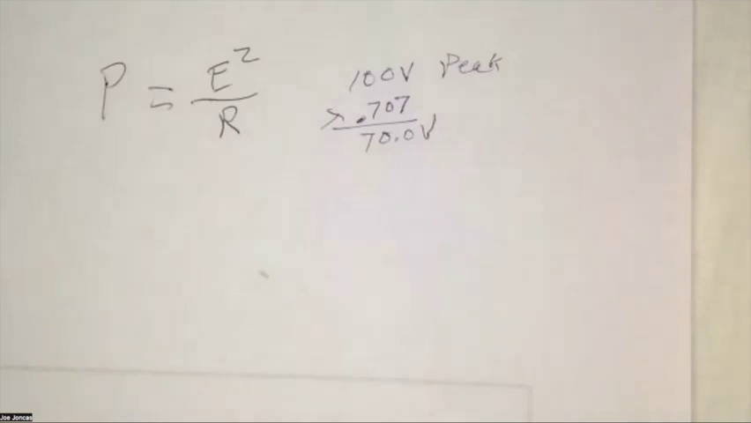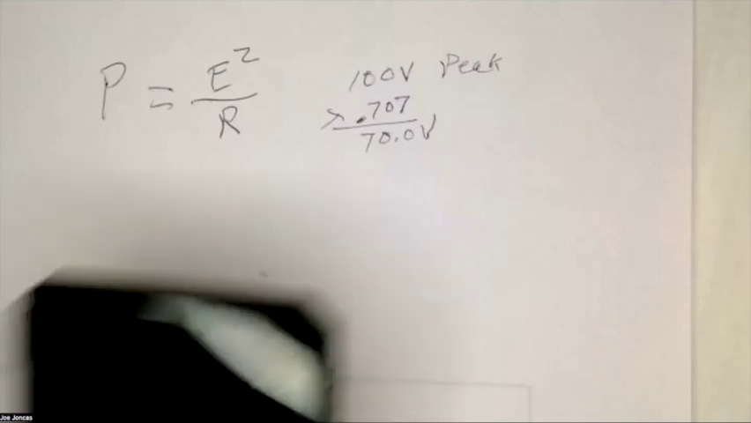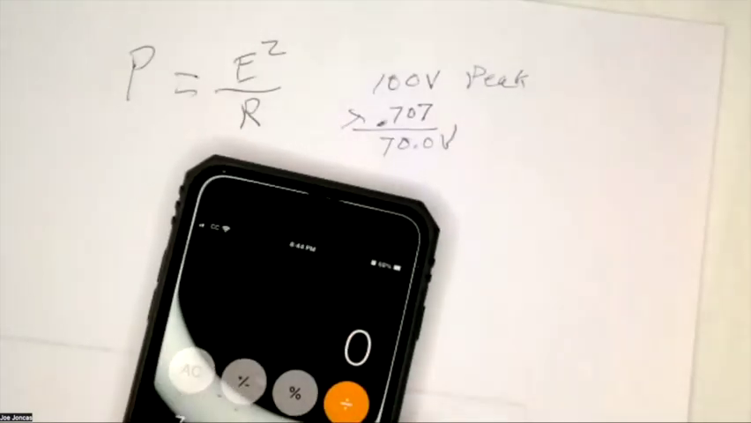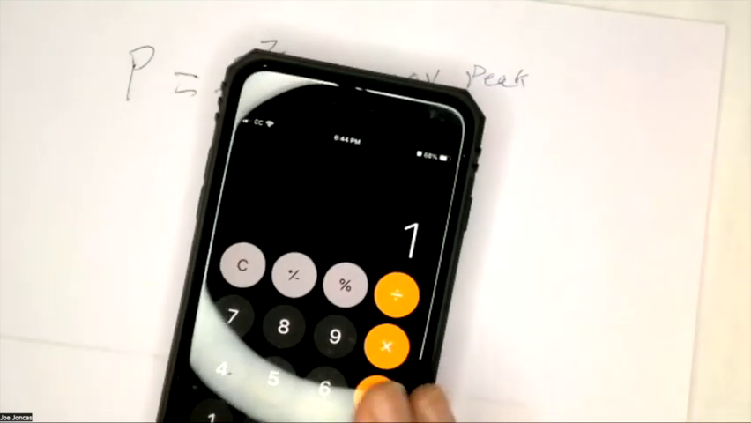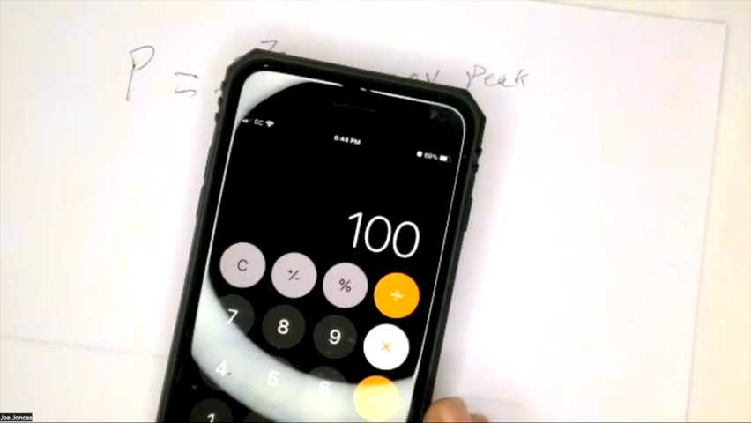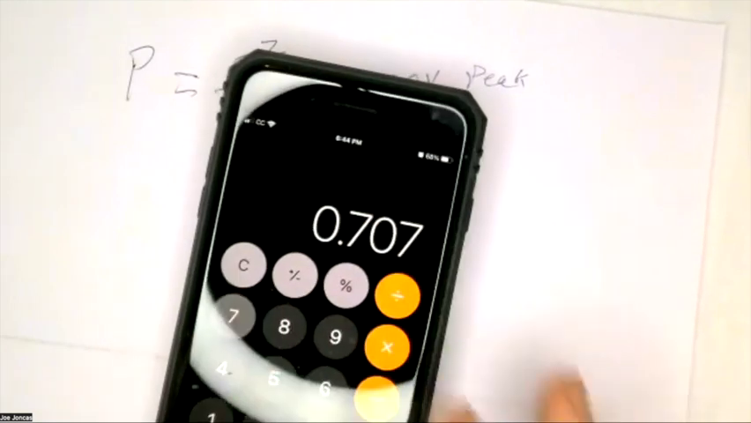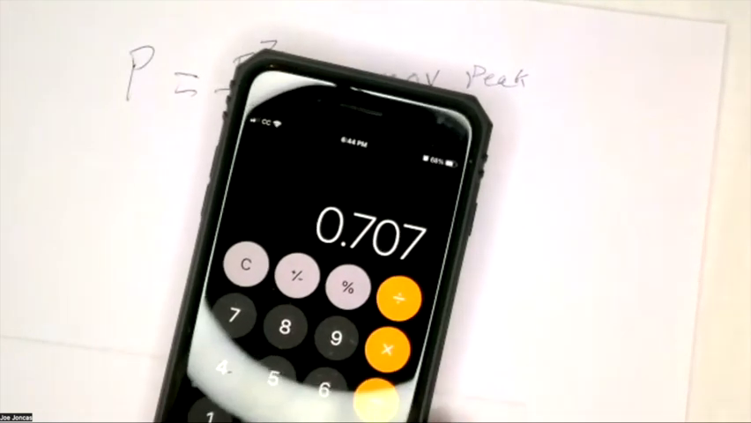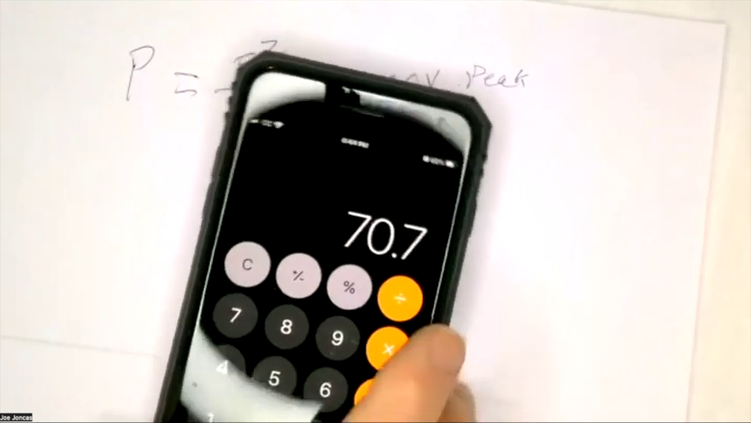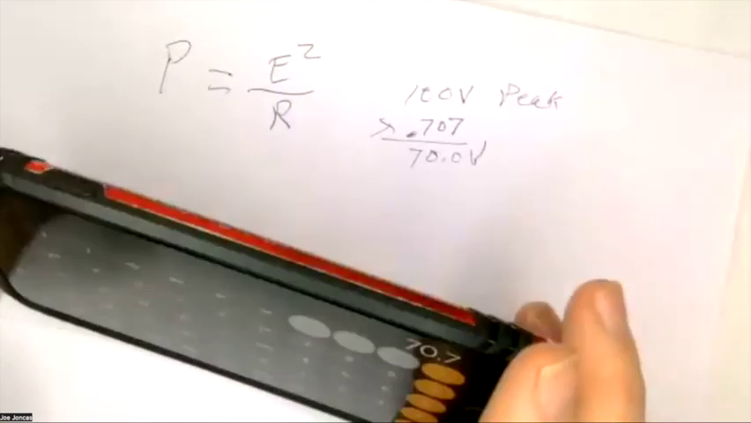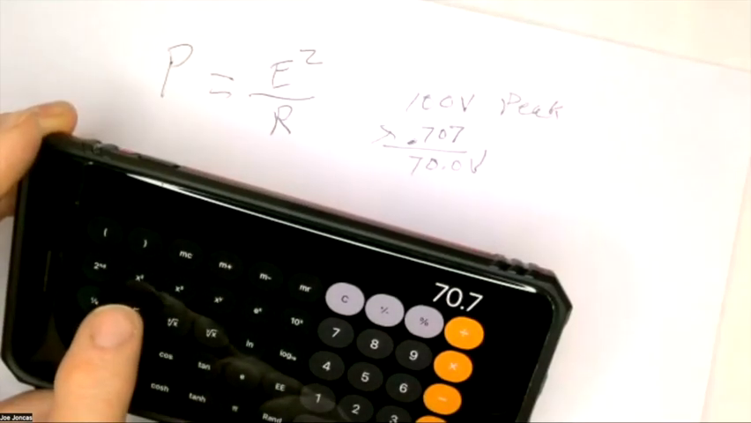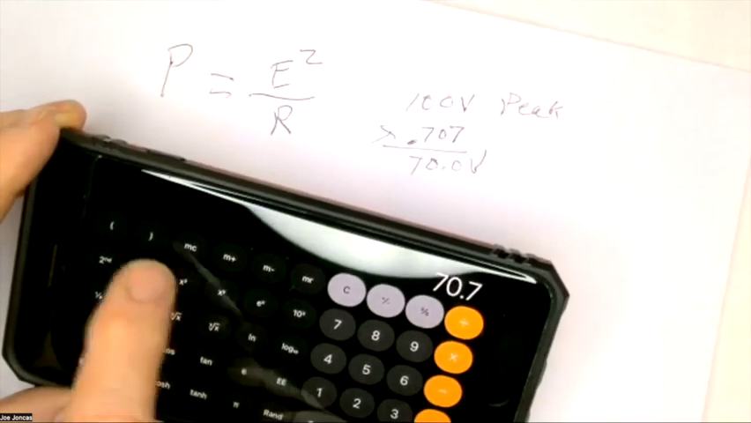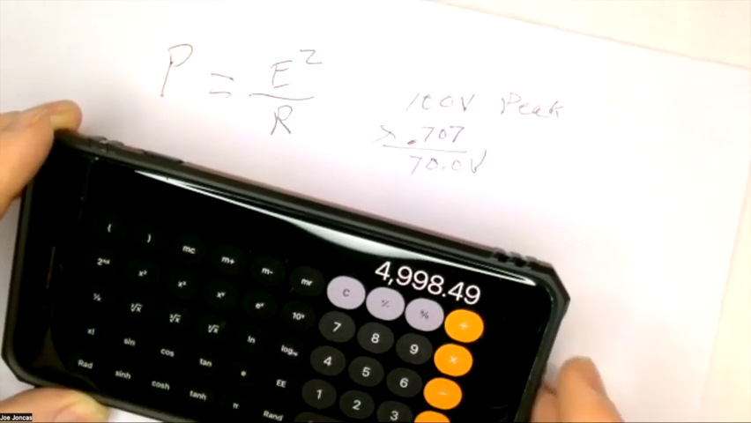So I'm going to take that and use my calculator. Whatever voltage we come up with, let's take 100 times 0.707, which will give us the RMS value, and that equals 70.7. And then I take that and I square it. There's the square on my calculator. Press that, and I get 49.98.